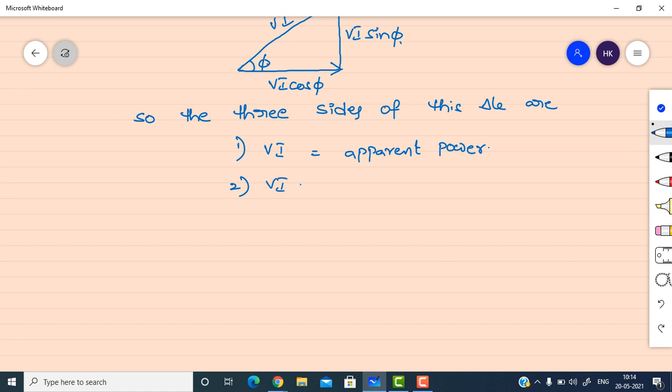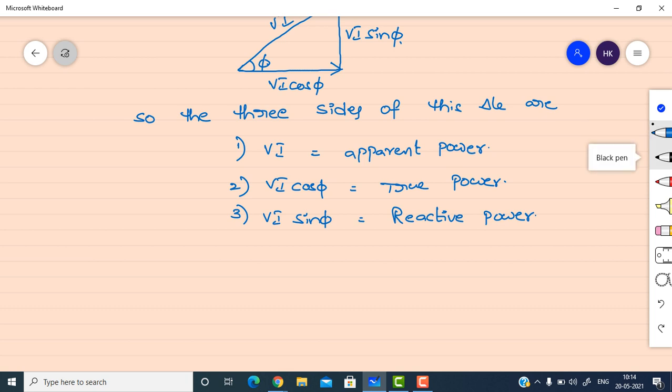Next one, VI cos phi. This is called true power. And VI sin phi, this is called reactive power. And these you can indicate with letters. VI is S and this is P and this is Q. S is the apparent power VI, P is the true power and Q is the reactive power.